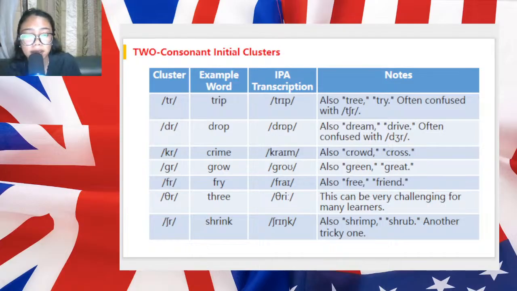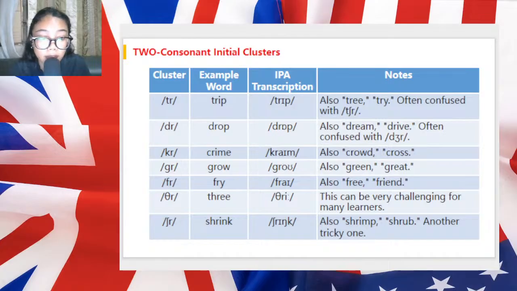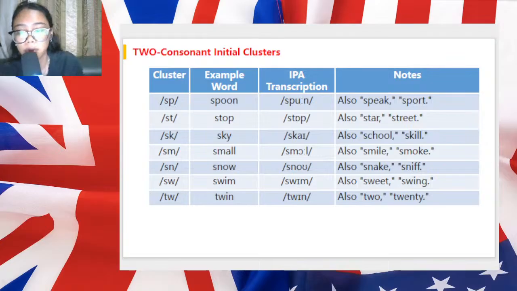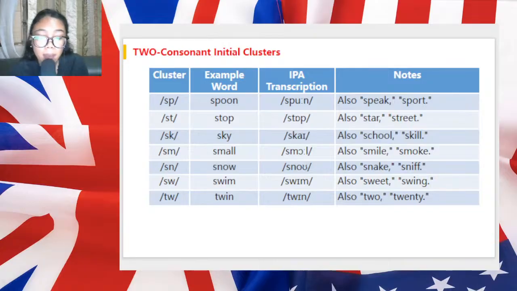Okay, I see your latest slide here, which continues with initial consonant clusters. This time we are looking at the clusters that start with the letter S, of course. Okay, that's the second set. Let's move on to the next set of consonant clusters. Very simple, as you can see on the table. First up, we have the SP cluster, as in the word spoon.